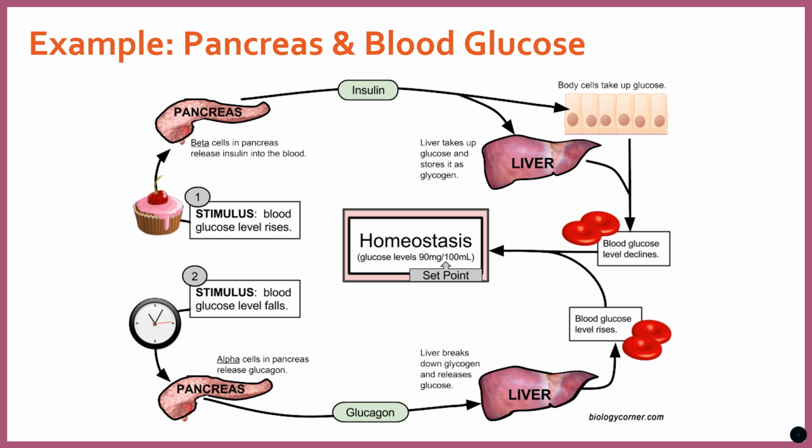The opposite end of that is whenever our blood glucose level falls due to time passing, the alpha cells in the pancreas release glucagon. Glucagon breaks down the glycogen that we stored in the liver and releases it as glucose, and that glucose enters the bloodstream again and brings that low level back up to the homeostasis that we're looking for.